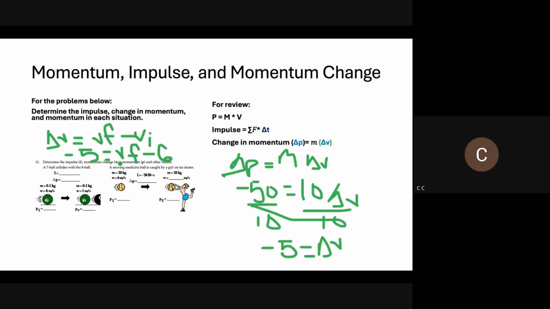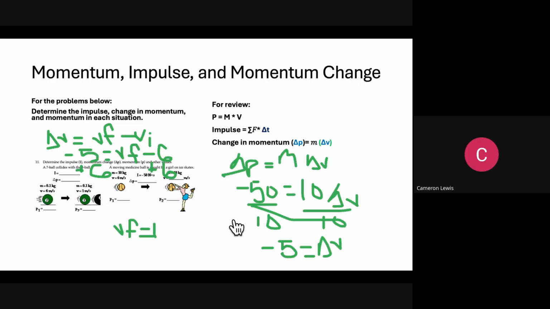Add it to the other side, because I see a subtraction, so I do addition. Now, what is negative 5 plus 6? 1. So that means my final velocity is 1 meter per second.